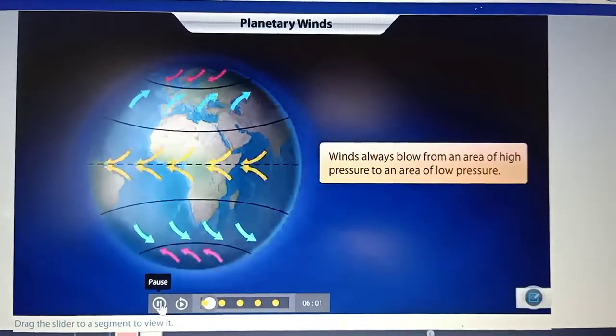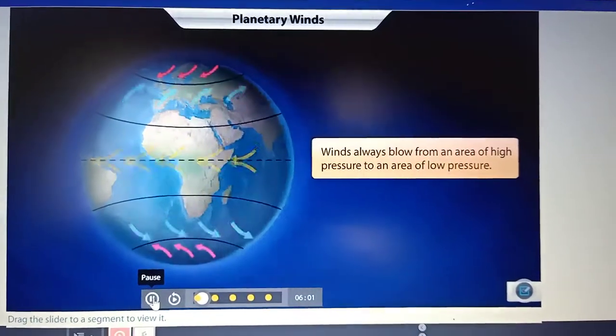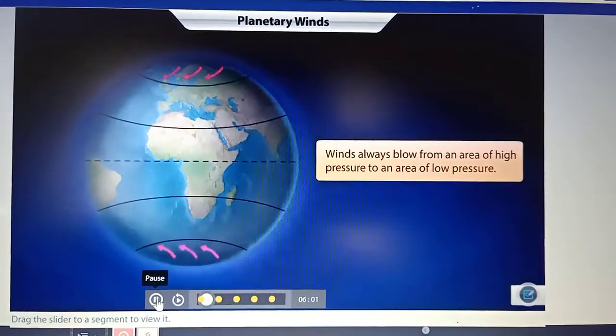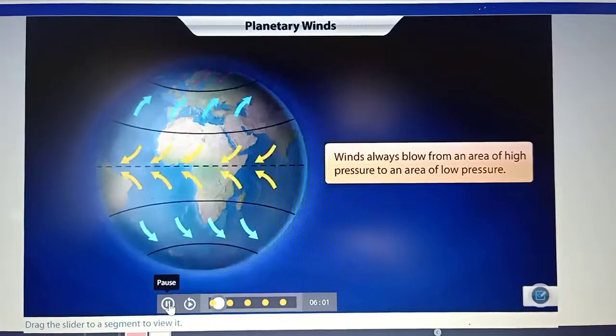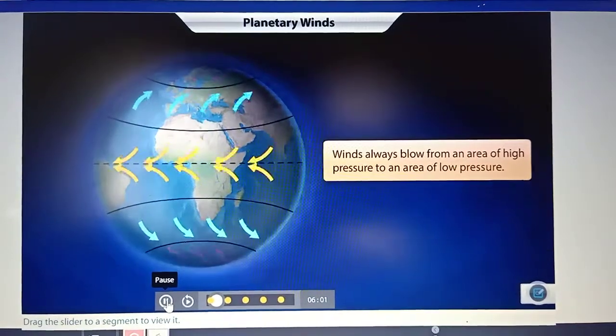Winds always blow from an area of high pressure to an area of low pressure. The difference in pressure between two places also determines the velocity of the wind.